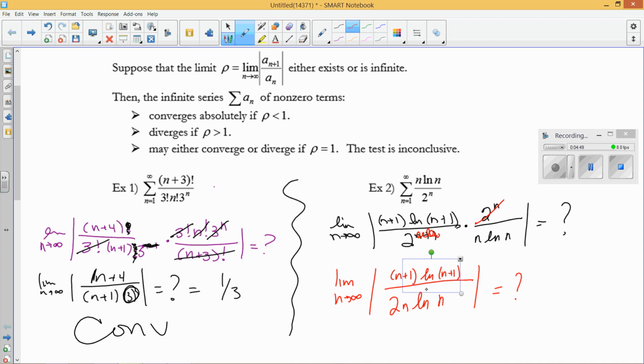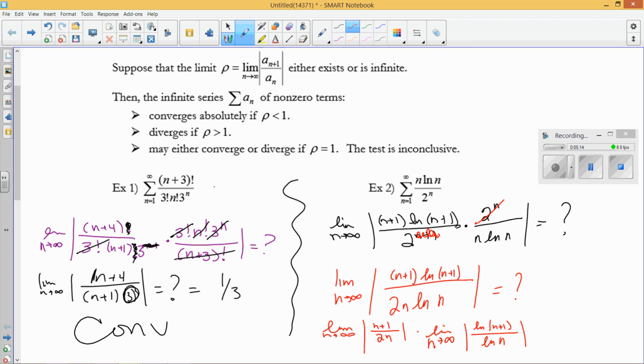One of the limit laws says if you have a product like this, you can separate it into two limits. So I can take the limit as n approaches infinity of (n plus 1) over 2n, and then multiply that by the limit as n approaches infinity of ln(n plus 1) divided by ln n. I can totally do that if I want. Well, fantastic. That works for me.